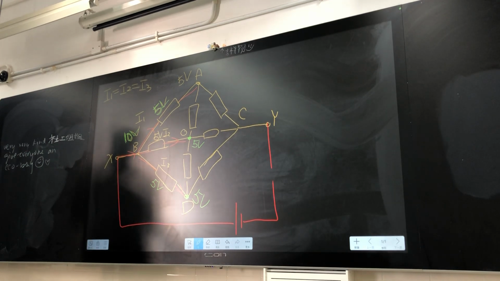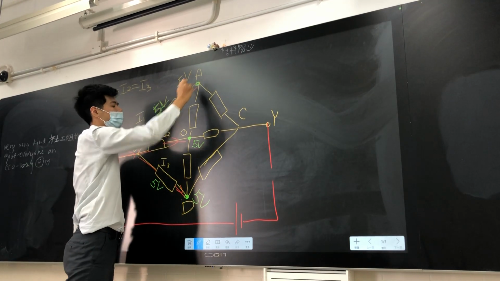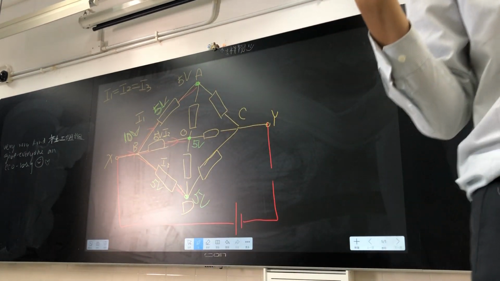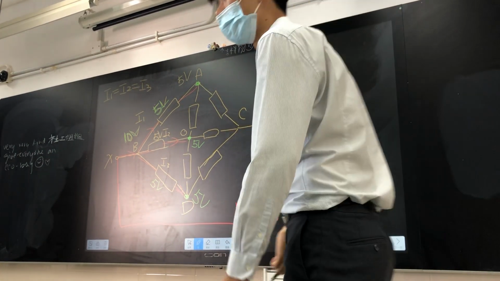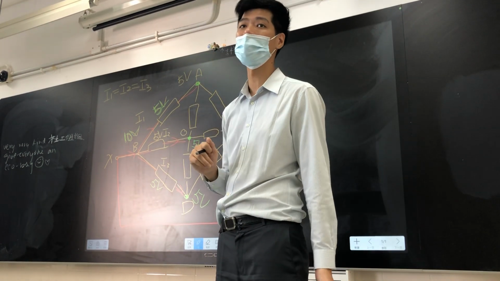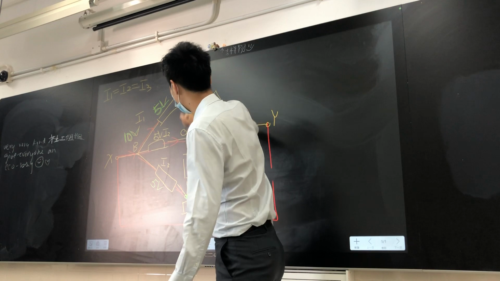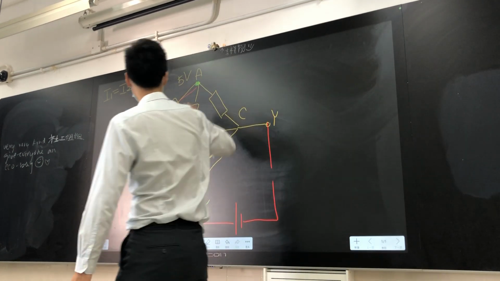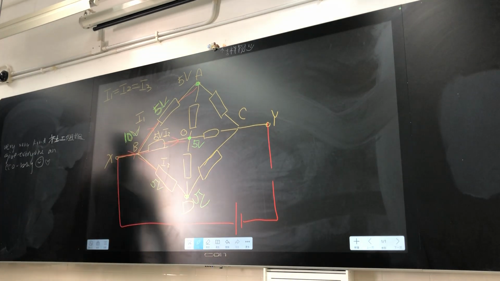So first you need to know that these 3 points have the same voltage. Are you okay with that? These 3 points have the same voltage, since this diagram is totally symmetric, right? So it's obvious that they will have the same voltage at these 3 points. And what will happen if the voltage is the same for the wire?